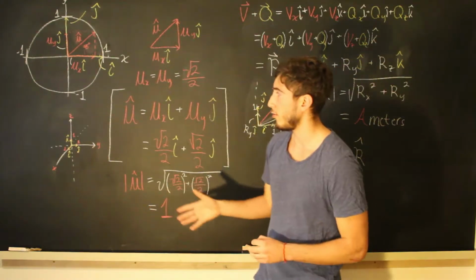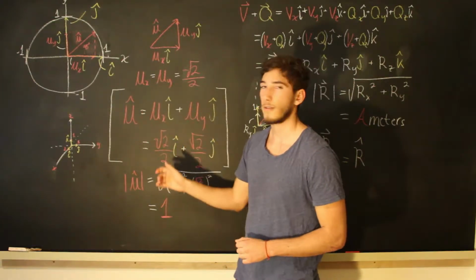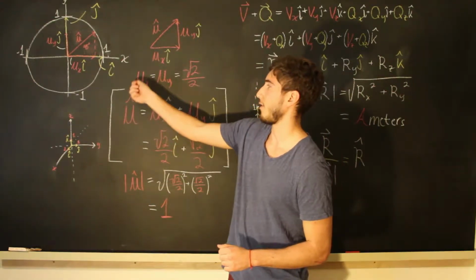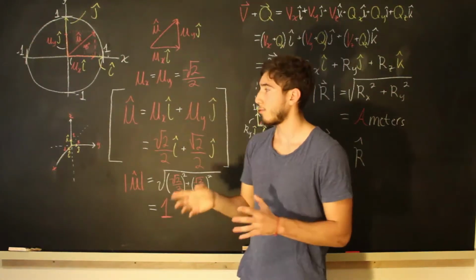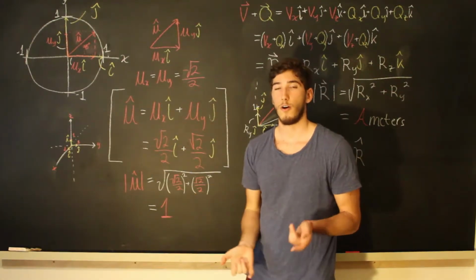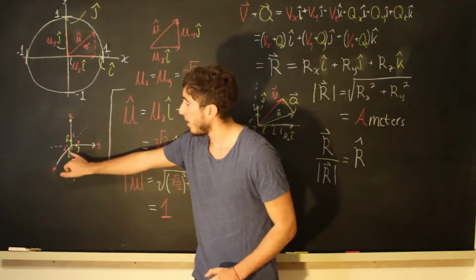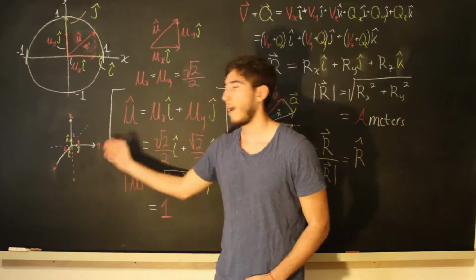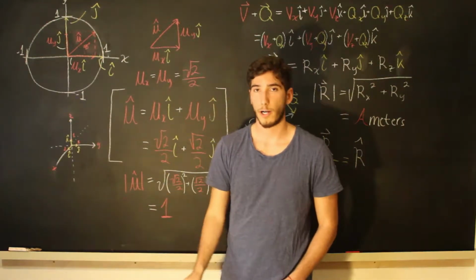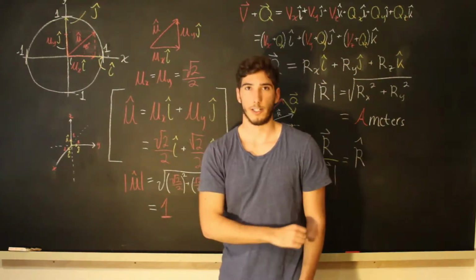The way that we notate unit vectors is with the letter or symbol that you choose for the vector with a little hat on top, which looks like the tip of an arrow. The three most common unit vectors are i hat, j hat, and k hat. And as you can see here, i hat points 1 unit in the x direction, j hat points 1 unit in the y direction, and k hat points 1 unit in the z direction.